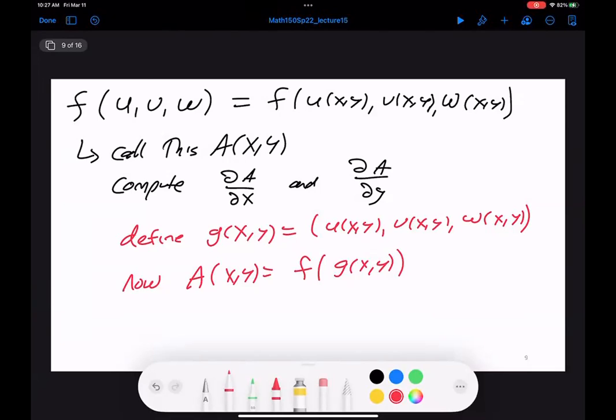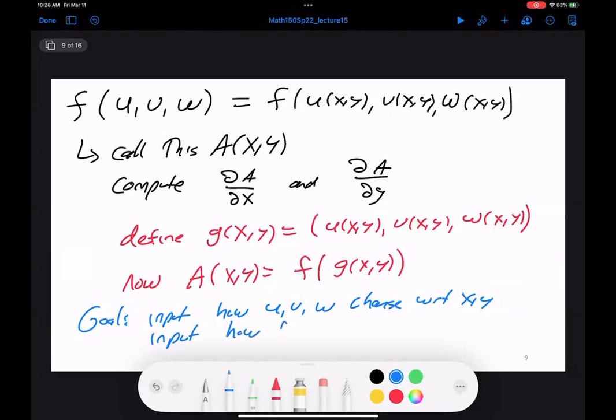And the goal is, knowing how U, V, and W change with respect to x and y, and knowing how F changes with respect to U and V and W, can I figure out how this compound A changes? So the goal: the input is how U, V, W change with respect to x and y. Input, how F changes with respect to U, V, W. Output, how A changes with respect to x and y in terms of the above.